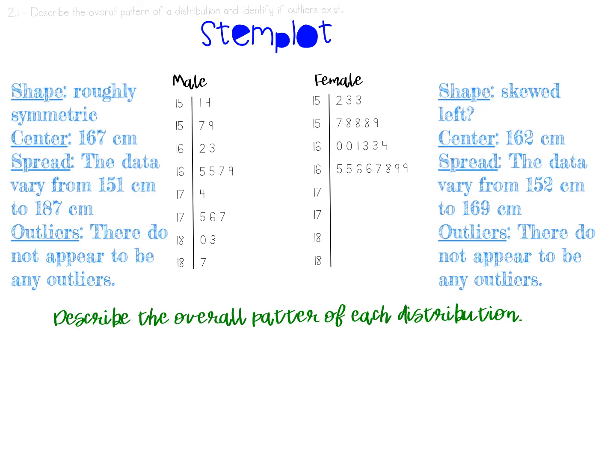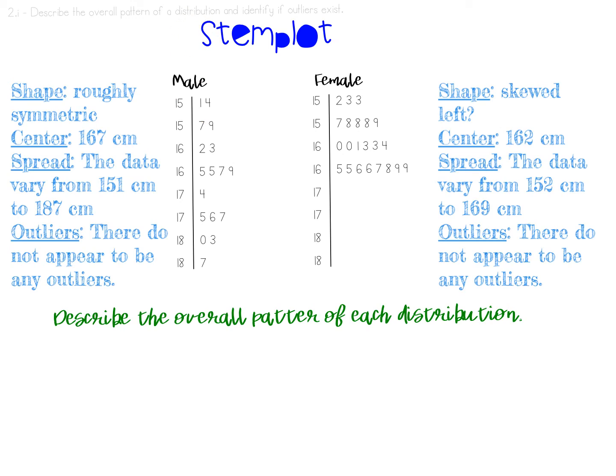Alright, so hopefully for the males you are able to see that it is roughly symmetric. So if I drew that bell curve, each side pretty much mirrors itself. The center is at about 167 centimeters, which if you have anywhere around there, that's fine, because this is an estimate, but I just found the midpoint of that data. The data vary from 151 centimeters to 187 centimeters, and there do not appear to be any outliers. So there aren't any students who are really, really tall compared to the general pattern of the class, and not really, really short.